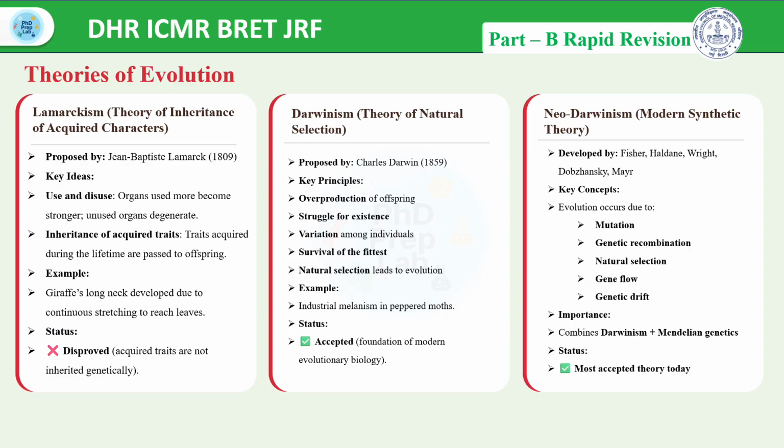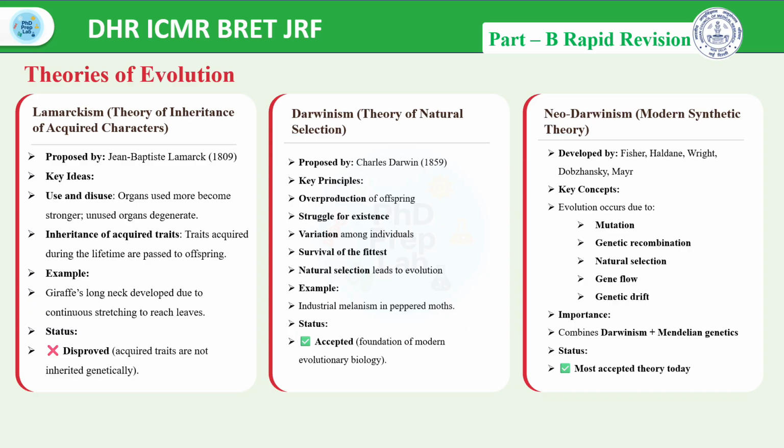And the peppered moths were camouflaged because of the soot deposition and their dark color. So they were not seen by their predators, and that's how their numbers increased, and the white moths disappeared from the population. So that's what the theory of natural selection is, and this was accepted. This was the foundation of modern evolutionary biology.